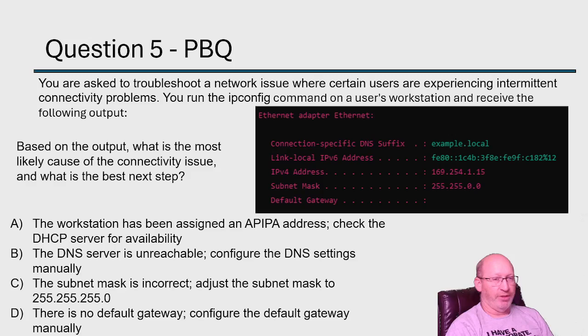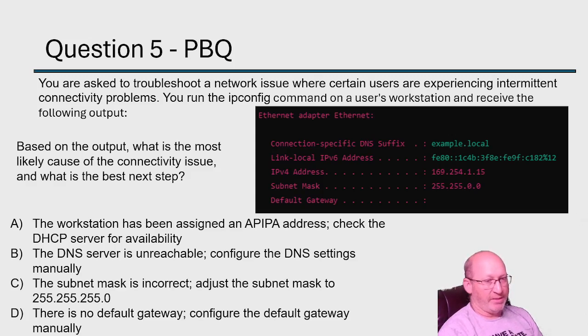You're asked to troubleshoot a network issue where certain users are experiencing intermittent connectivity problems. You run the ipconfig command on a user's workstation and receive the following output. Based on the output, what is the most likely cause of the connectivity issue, and what is the next step? All right. D says there is no default gateway, configure the default gateway manually. Obviously, there's no default gateway, but is that going to cause us issues? It's possible. I don't think it's the best one. But it is possible, right?